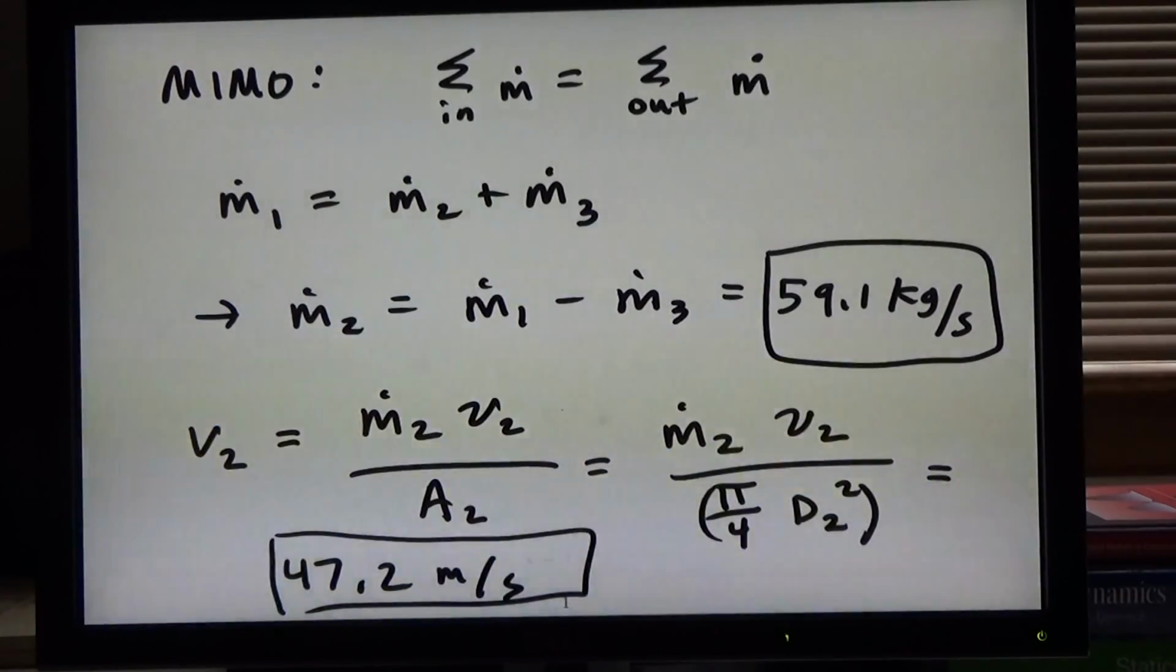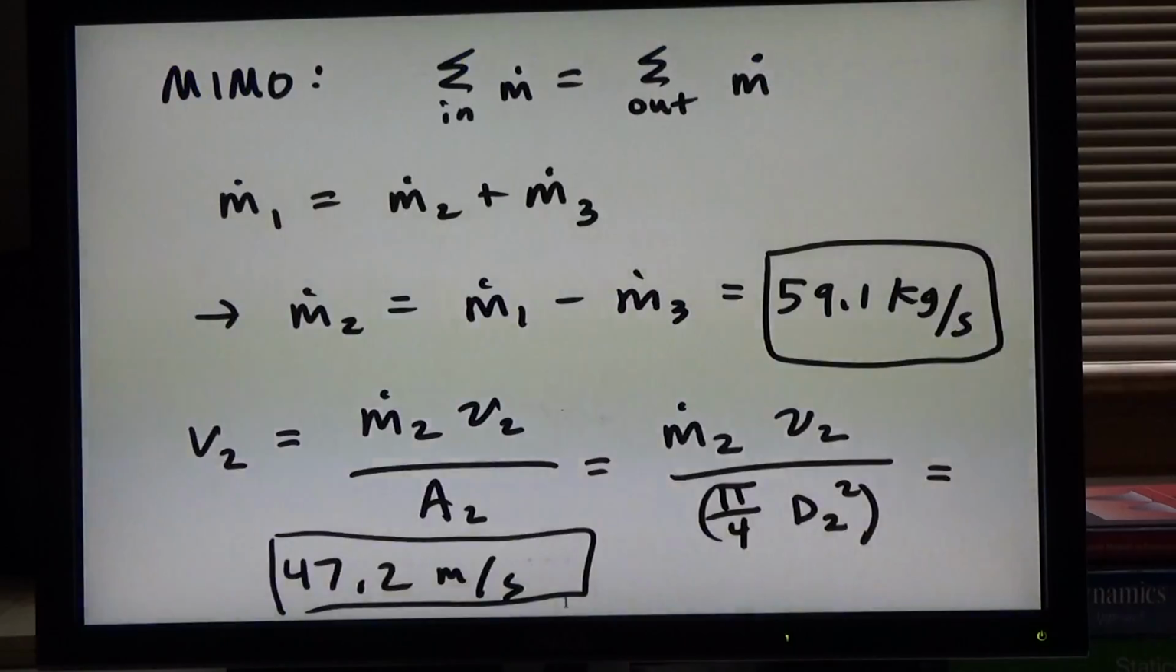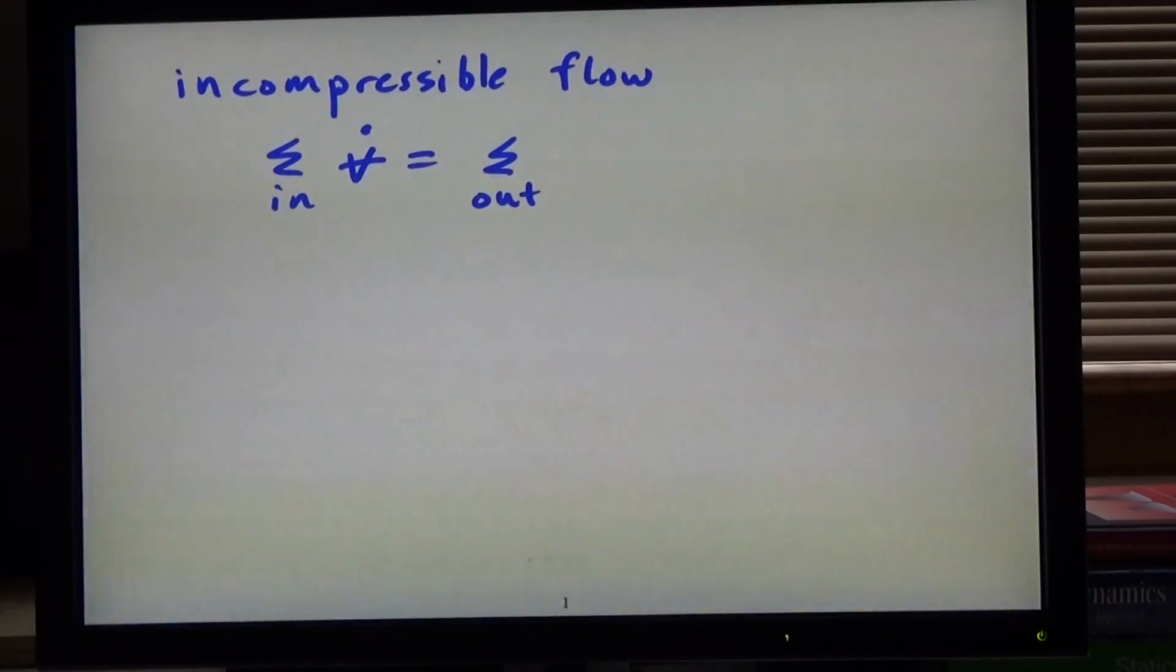Alright, this pretty much solves the problem. I also wanted you to see one additional way that you could have solved the problem once we realize that we have an incompressible flow like this. So that extra equation that we have for incompressible flow, instead of the mass flow rate balance, we can use a volumetric flow rate balance where we have summation in of the volumetric flow rate is equal to summation out of the volumetric flow rate. So we could have written this as V dot 1 is equal to V dot 2 plus V dot 3.